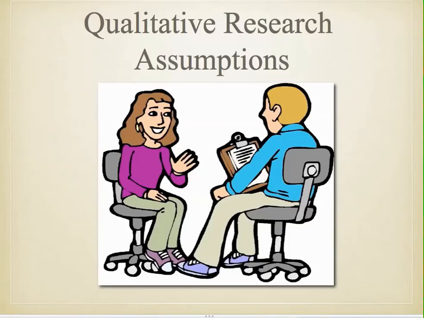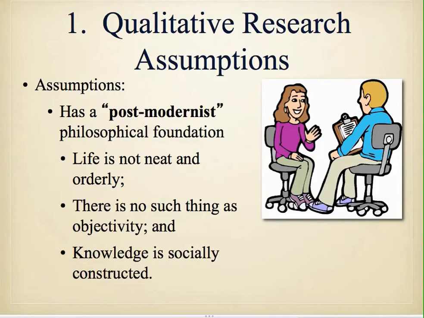So what are the basic assumptions about qualitative research methodology? Well, as we talked about last week, qualitative research methodology comes out of a postmodernist philosophical foundation. By that we mean that life is not neat or orderly, that it's very difficult, if possible at all, to get a handle on something called objectivity, or to know something is true without qualification. In fact, we don't even try to make those claims in a qualitative research approach.